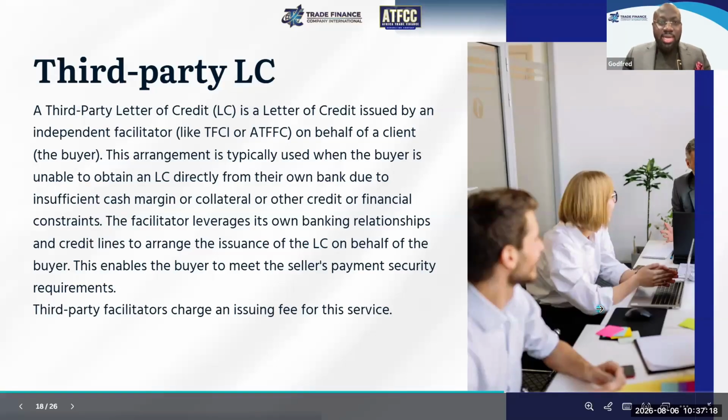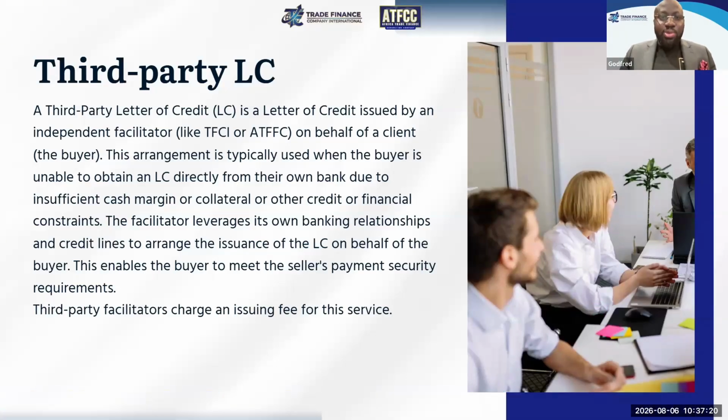Yes. So we'll look at third-party LCs, which is what we do. This is our core business. Okay, so a third-party letter of credit is a letter of credit issued by an independent facilitator like TFCI or ATFCC on behalf of a client who is the buyer.